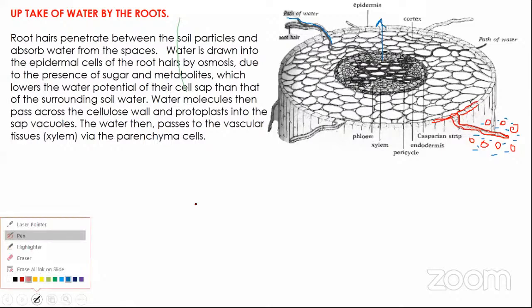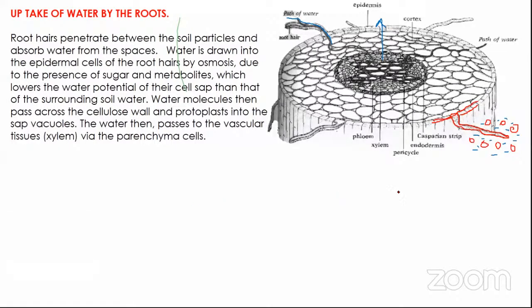Water is drawn into the epidermal cells by the process called osmosis, because osmosis is the movement of water molecules from a region of high water potential to a region of low water potential. Or you can look at it in terms of concentration: a solution with a low concentration of solute normally has more water than solute particles.